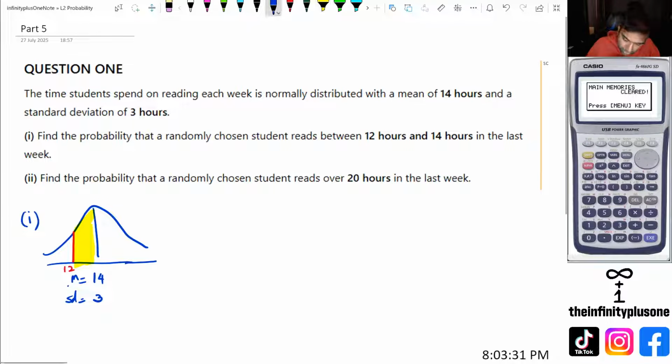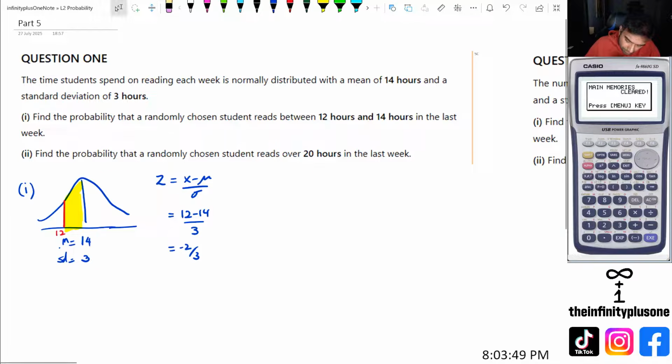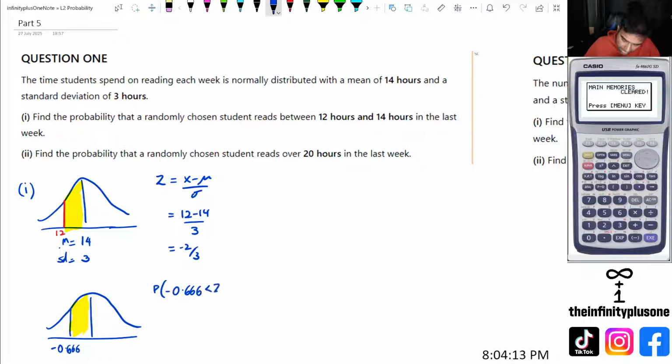Now, we're going to work out the Z values. The Z value is X minus the mean over the standard deviation. So here we get 12 minus 14 divided by 3, which is negative 2/3. When we look at this graph, normalized, we're looking for negative 2/3. It's a good idea to write negative 2/3 as a decimal to make it easier to look up. So we're looking for the probability of Z between negative 0.666 and 0.